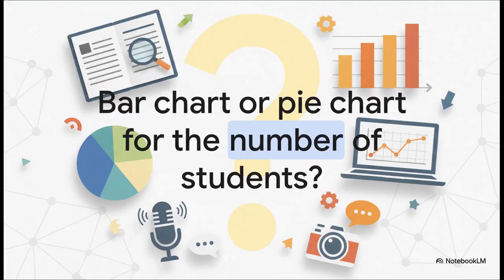All right, question 1. It's asking if a bar chart or a pie chart would be best to show the numbers of students. The key word there is numbers. We're comparing distinct values. 78 kids here, 74 kids there, 68 versus 78. When you're comparing different groups like this, what do we use? Yep, it's a bar chart for sure.